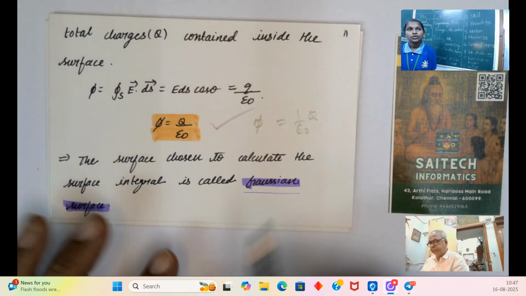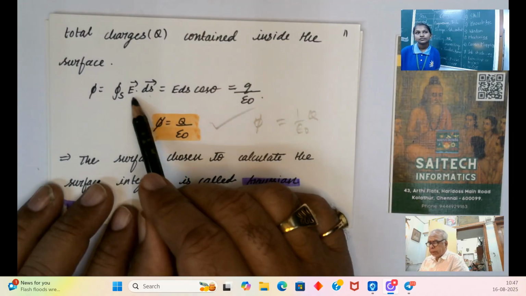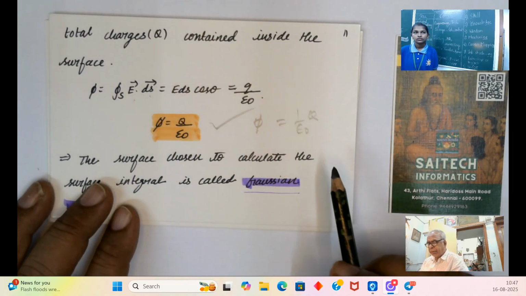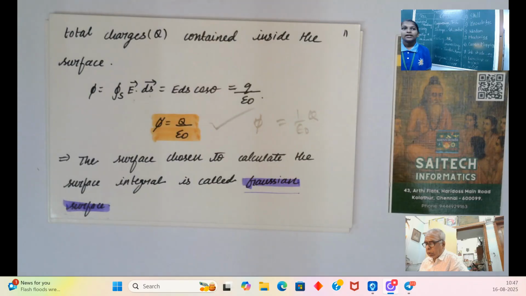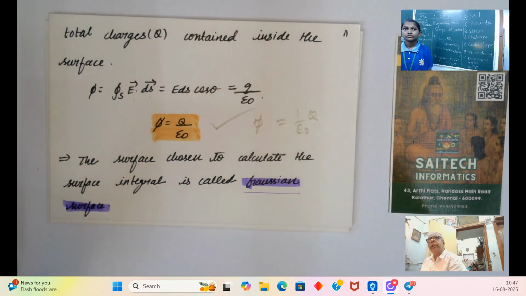When we remove the vector form, it will be E ds cos theta, which is equal to Q by epsilon naught. So this is the dot product that results in a scalar. Usually a vector product results in a vector quantity, and a dot product results in a scalar quantity. And that is why phi is scalar.